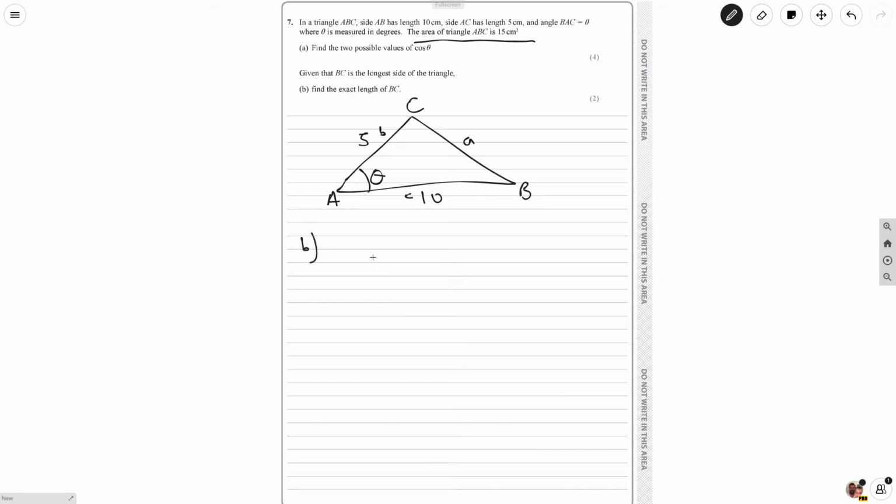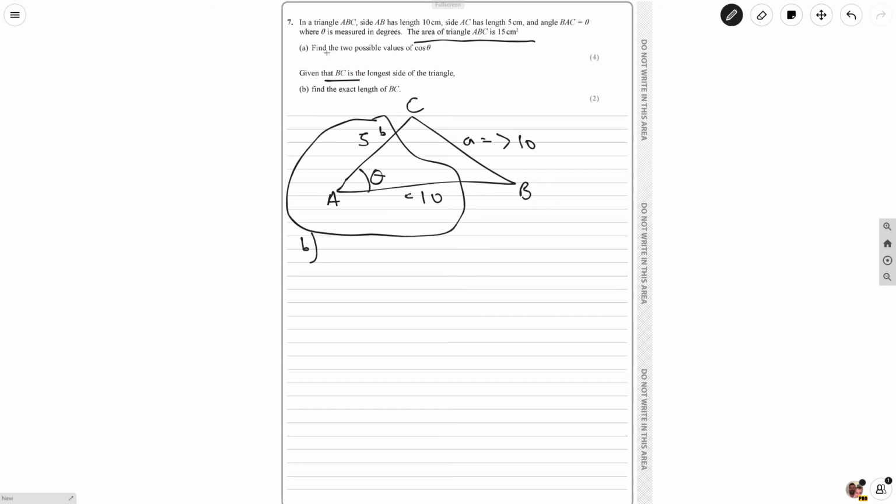It says find the exact length of BC, but they're telling us that BC is the longest side of the triangle, so we know that this needs to be bigger than 10. Okay, so if we don't get an answer bigger than 10, we know we've done something wrong. But really the main thing of this question is to look at this and understand that it's the cosine rule. This little group of stuff that we've got here is two sides and the angle between them. I know I've only written that as theta at the moment, it looks like we don't know it, but we know the answer to it from the previous question.